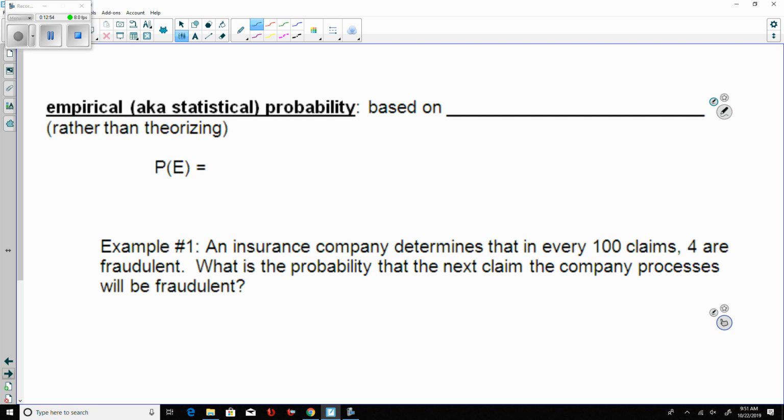All right, now here's your empirical probability, and that's on page 137. Your empirical probability is where you actually did something. So this is based on observation rather than theorizing. So what actually happened? The probability of E is the frequency of the event E over the total frequency.